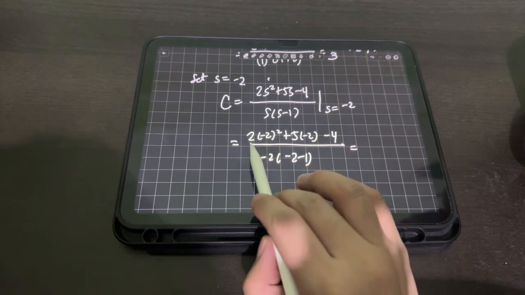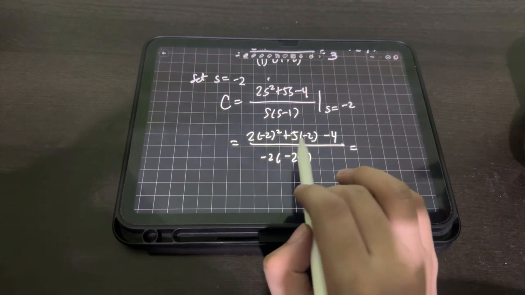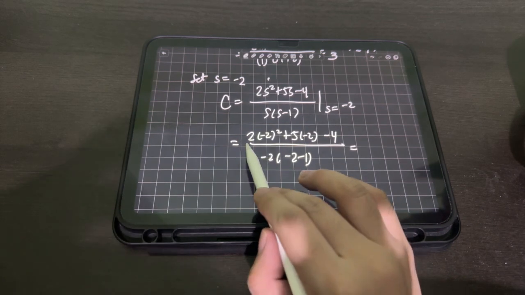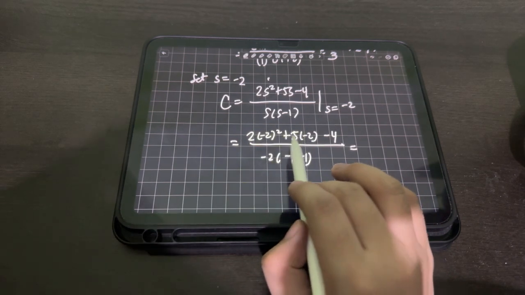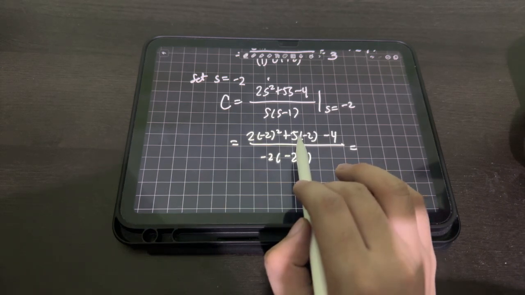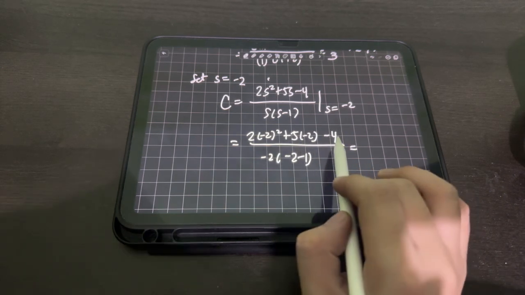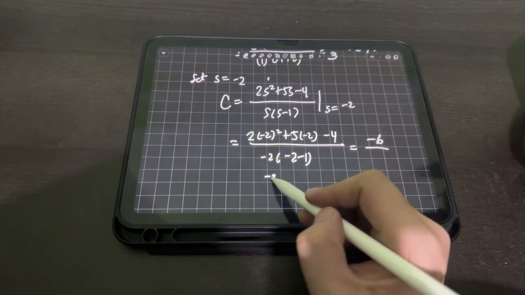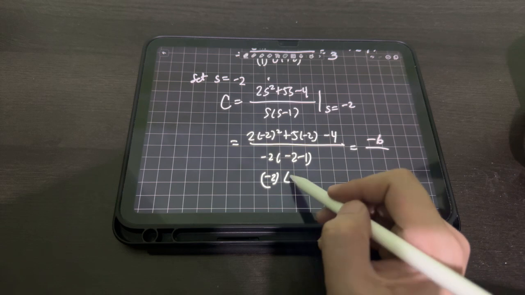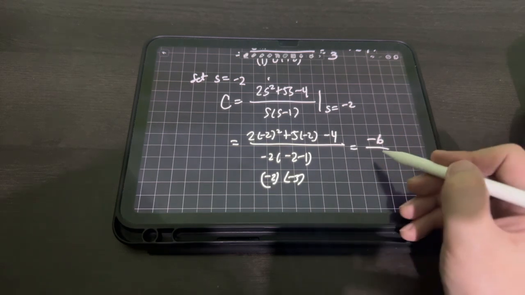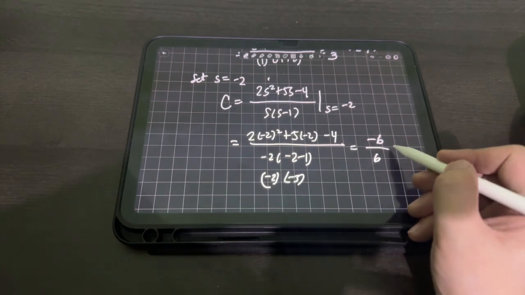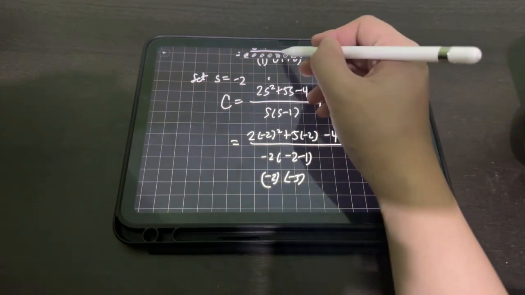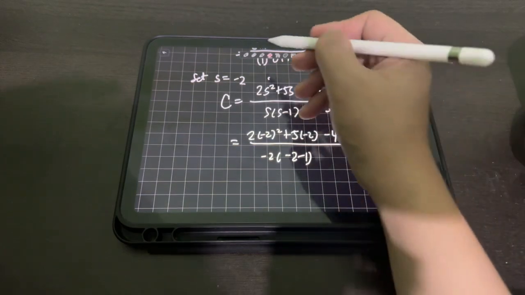Okay. If we simplify, 2 times negative 2 square plus 5 times negative 2 minus 4. So this is 4 times 2, 8 plus negative 10, negative 2 minus 4, negative 6 over negative 2 times negative 2 minus 1, negative 3. Negative 2 times negative 3, positive 6. So negative 6 divided by 6, negative 1. So therefore, the value of C is negative 1.